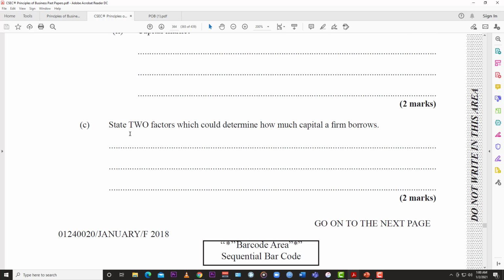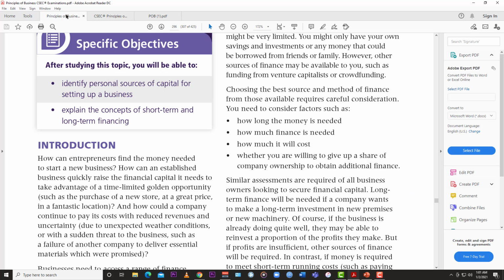And then we're here at question 4, part C. State two factors which could determine how much capital a firm borrows. So what can determine how much money or capital the firm borrows? Of course you have things like how long the money is needed. So if the firm needs a lot of money for a long period of time, they might borrow more to last them a longer period of time.